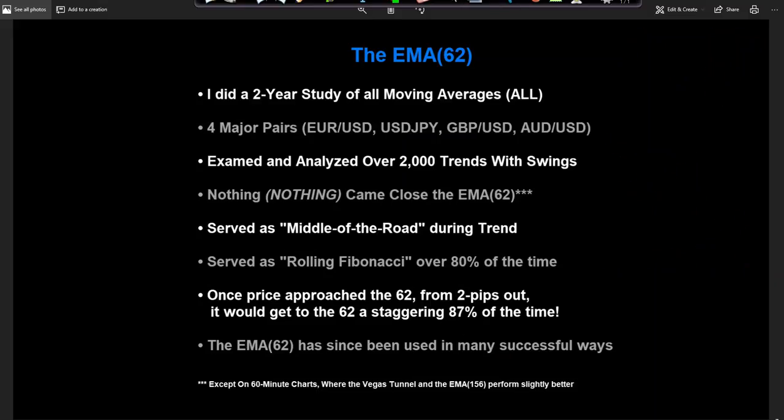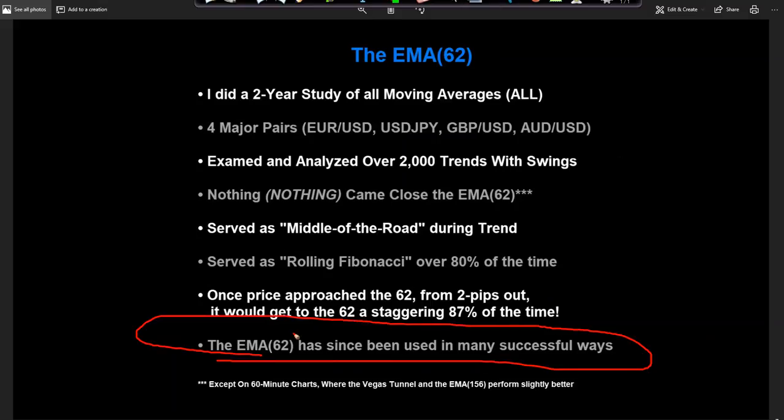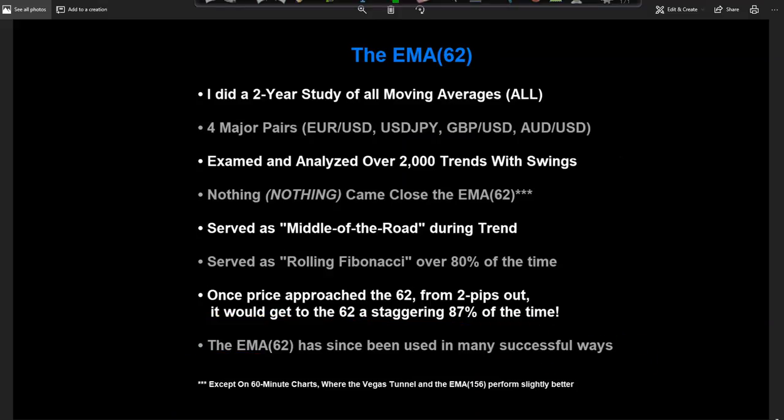So I built systems off it. Traded it for years. Matter of fact, when I was at FX Trainer, I had other leaders paying me to teach their team the Power 62, because it was so successful. The EMA 62 has been used in many ways since then. Not real popular. You don't see the gurus using it. The only people that use it are my students. But as you're about to have a woo-woo religious experience, you're going to see why the 62 is so powerful.